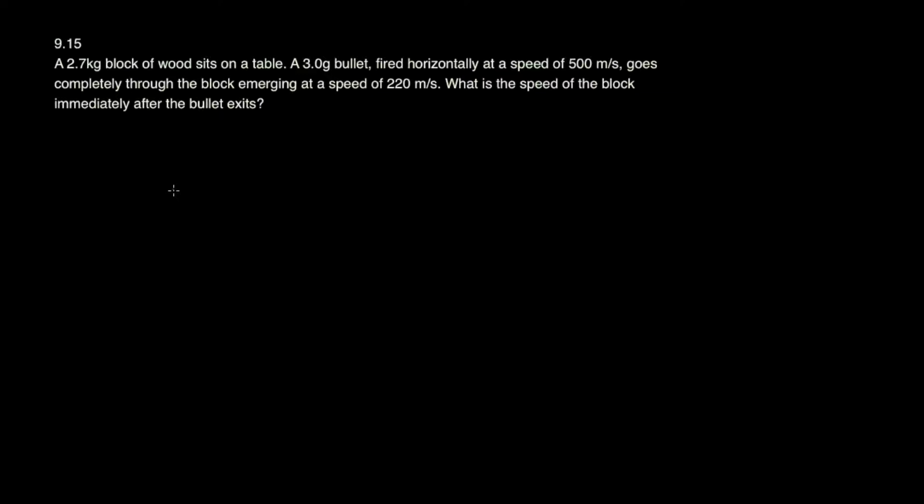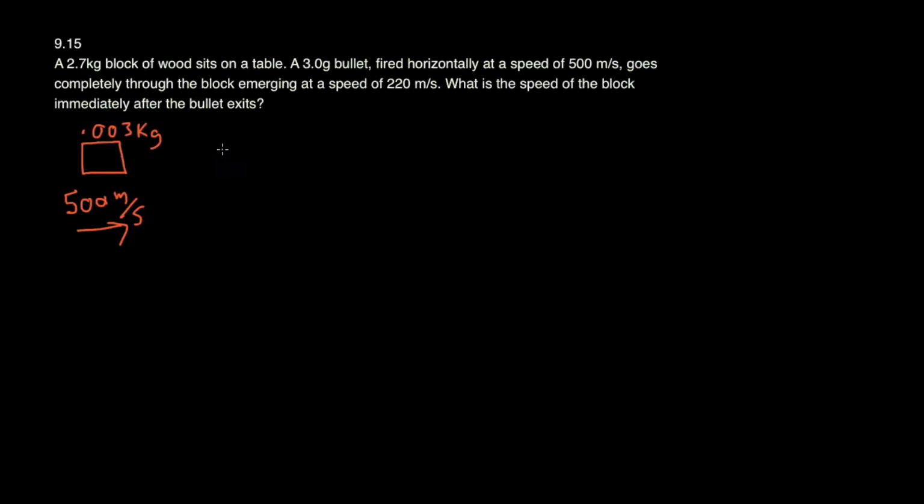Okay, so the first thing is always just to draw a picture. So we have a bullet. Let's say that's a bullet, and it's traveling at 500 meters per second. And it has a mass of 3 grams. So let's just go ahead and convert that. So that's going to be 0.003 kilograms, right? I want to make sure I'm on the same units. So I have grams here and kilograms here. So I'm just going to go ahead and convert them all.